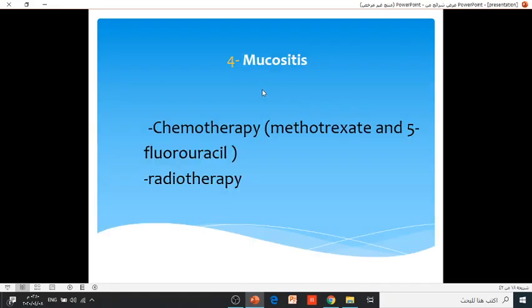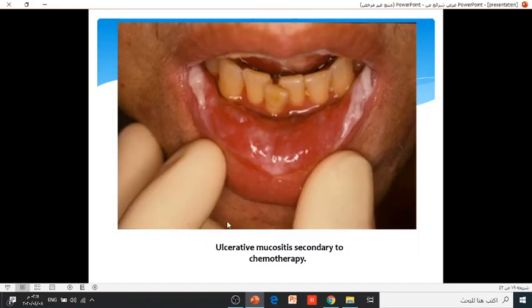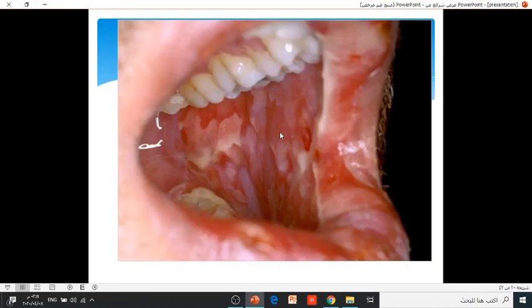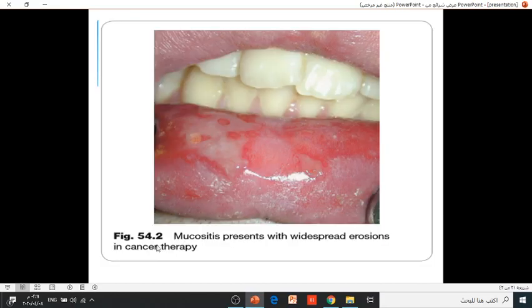Some medications cause mucositis, which is ulceration, crusting and bleeding of the oral mucosal membrane, especially in cancer patients who are on chemotherapy and radiotherapy. In this case, we can see ulcerative mucositis secondary to chemotherapy, here on the lower lip. Here we can see ulcerative mucositis all over the mucosa of the oral cavity. It's a very painful condition. Mucositis presents with widespread erosions in cancer therapy.